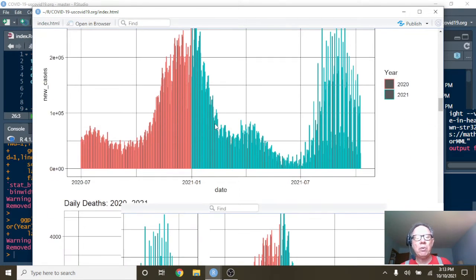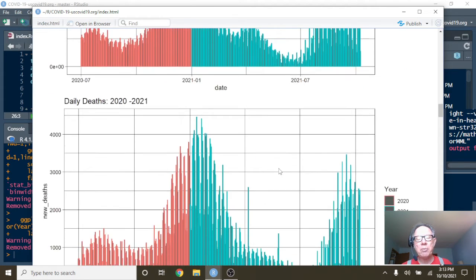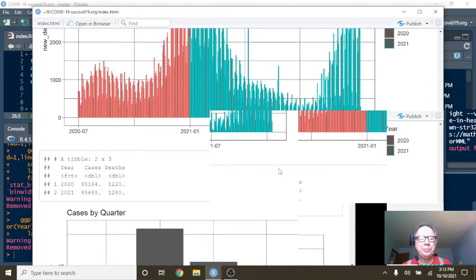Now, what we're interested in here, just look at the numbers from July to July. They're almost a mirror image of each other. 2020 goes up, 2021 comes down. Same way with deaths.